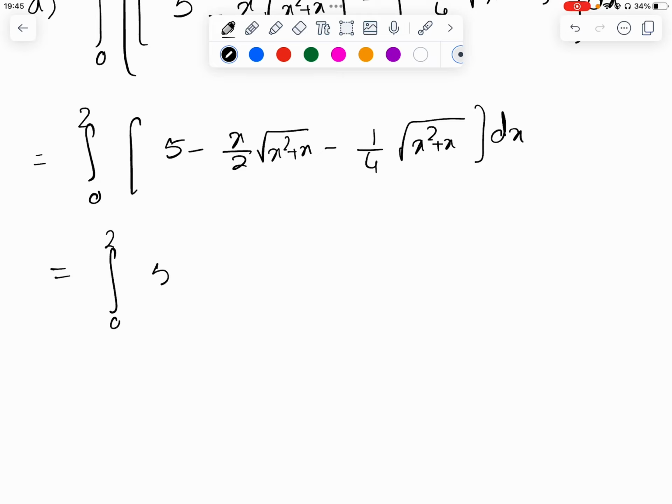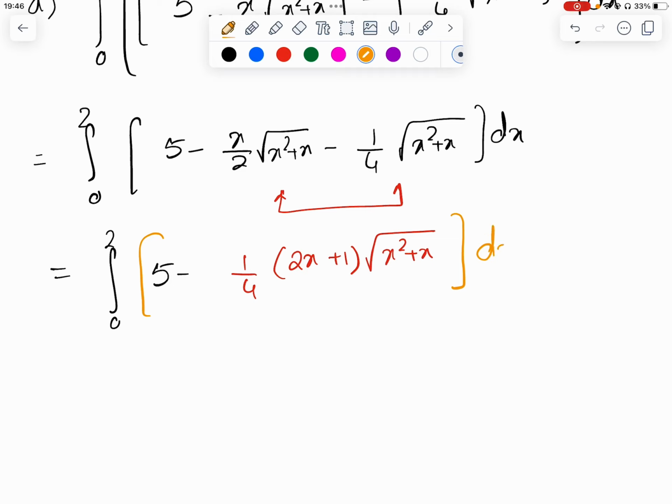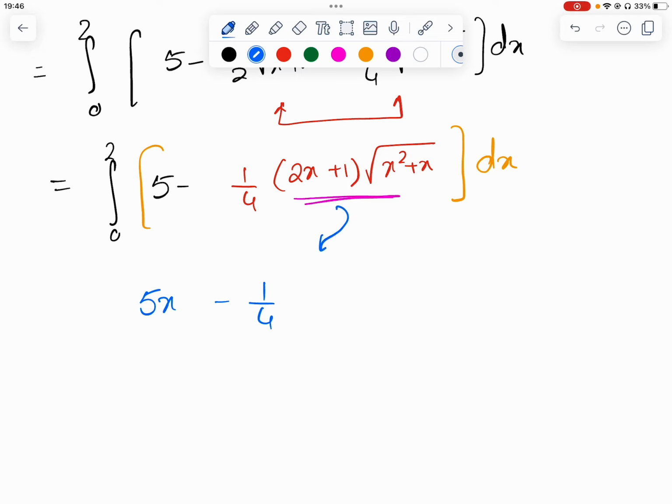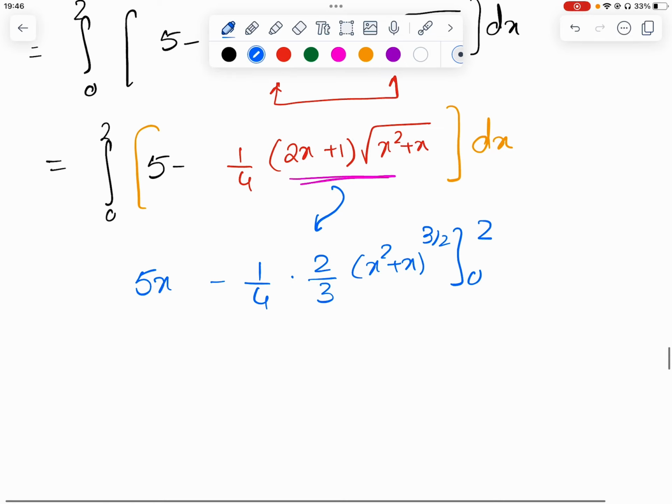So it becomes integral 0 to 2, 5 minus, if I try to simplify these both, it becomes 1 upon 4 common, which means you can write it as (2x plus 1) upon square root of x square plus x. You need to get an idea that we have to combine those both, because we have already found this part in the previous part. So this will become 5x minus 1 upon 4. This integral we have just now found as 2 upon 3 (x square plus x) whole to the power of 3 upon 2 from the limits 0 to 2.